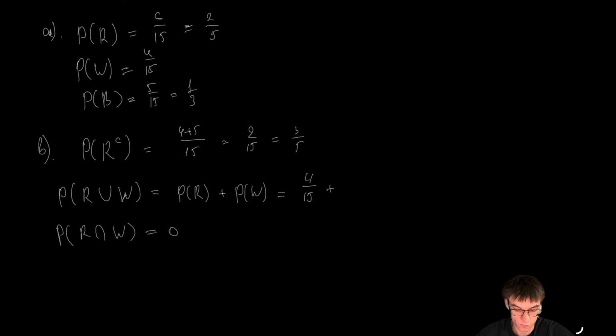We only need to compute 4 over 15 plus 2 over 5, which is 6 over 15. And we have 10 over 15, which is 2 over 3. So this is the result, 2 over 3.